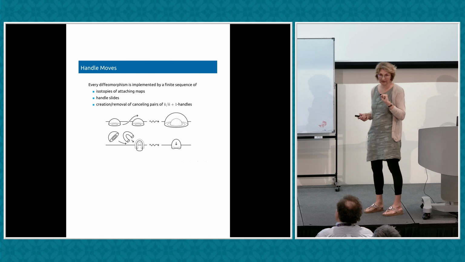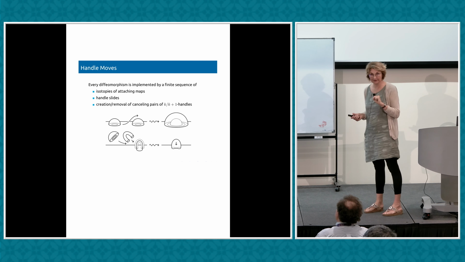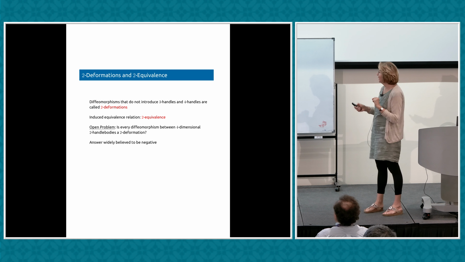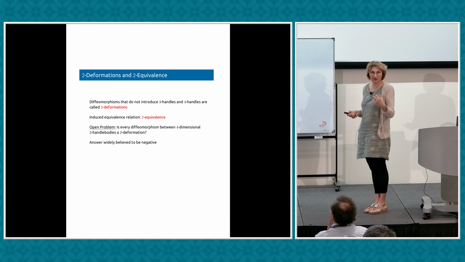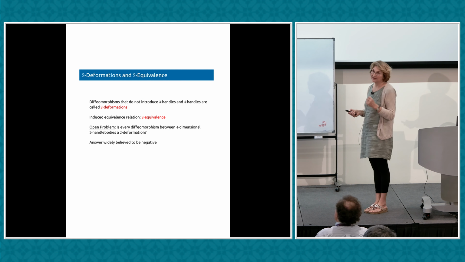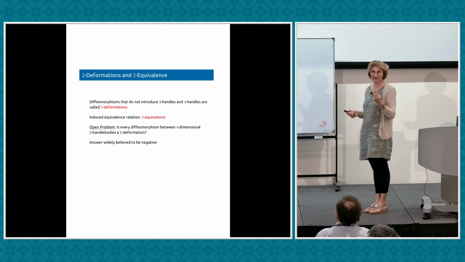And then you have creation and removal of canceling pairs of handles. And here, a priori, you need to consider 1,2 and 2,3 handles. However, we will consider only maps between 4-dimensional 2-handle bodies. So we will never go to 3-handle bodies. Therefore, we will not consider the canceling pair of 2 and 3 handles, because we don't have settings for 3-handles. We only have settings for 1 and 2 handles.